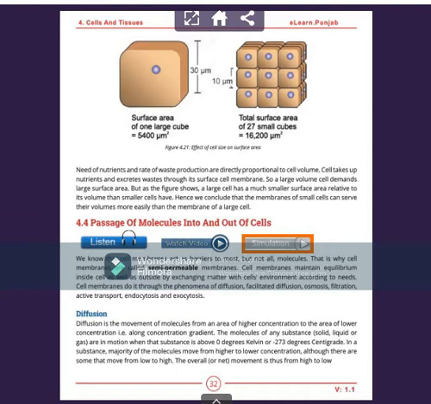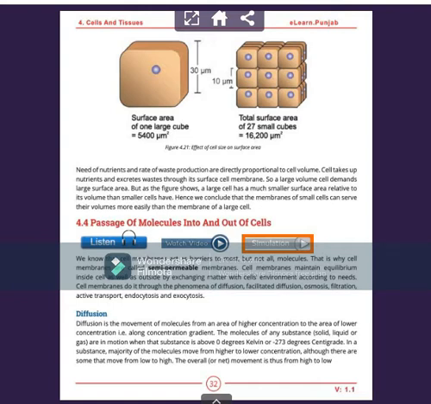Today we are going to start the next part of the chapter Cells and Tissues, chapter number 4 of biology. That is about the passage of molecules into and out of the cell: how molecules can move in and out of the cell, what its passageways are, and what procedures it takes place through. You know that the membrane of the cell is called the semi-permeable membrane because of its ability to let some specific molecules pass through it.